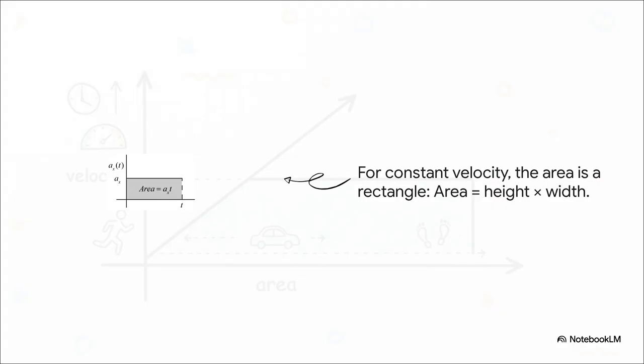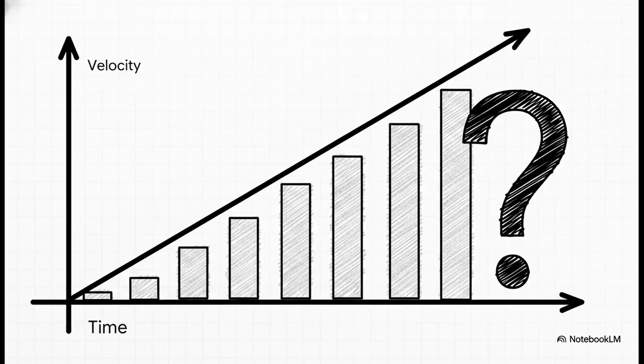And check this out. The formula for distance, velocity times time, is the exact same as the formula for the area of a rectangle, height times width. In this case, the height is the velocity and the width is the time. They're literally the same calculation. So for a constant speed, distance is the area. See? Simple.